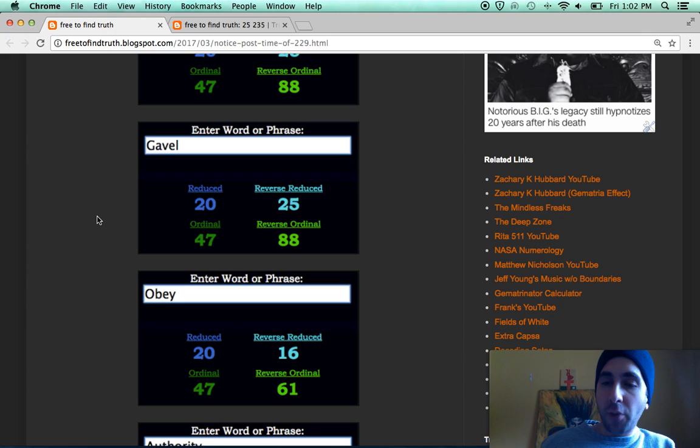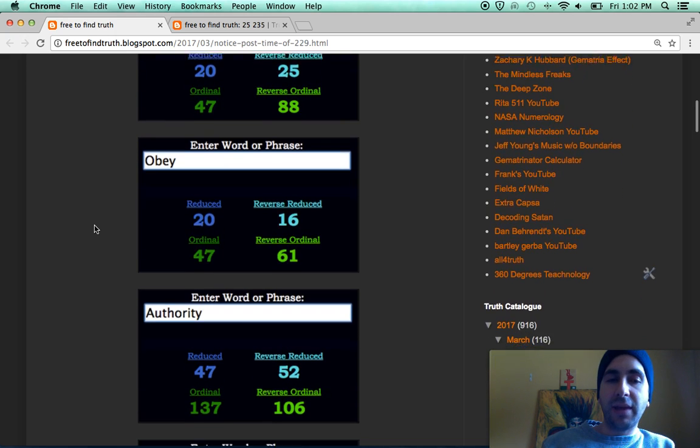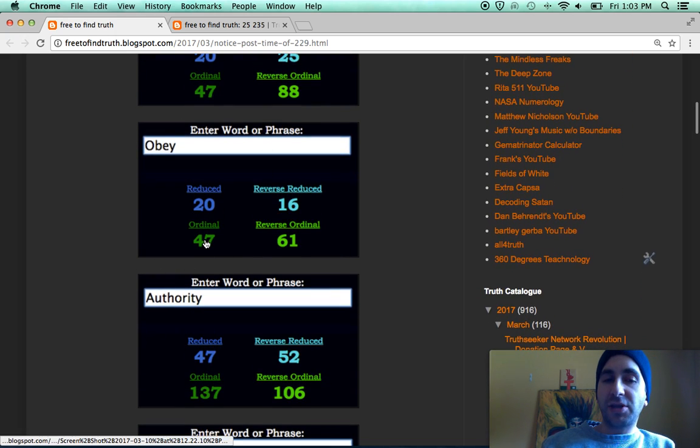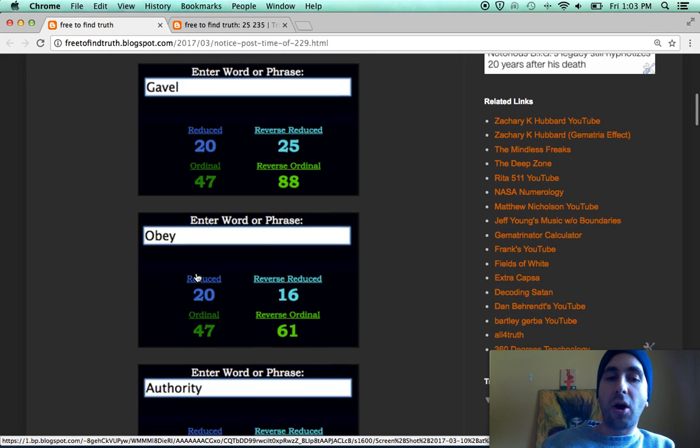You have to obey the judge. You could come into a courtroom as a law-abiding citizen, and just for not obeying the judge within the courtroom, you could be put in a jail cell. Held in contempt of court. You have to obey the judge within this system that we live in. The word obey has gematria of 47 and 20. See how judge, gavel, obey, all the same?